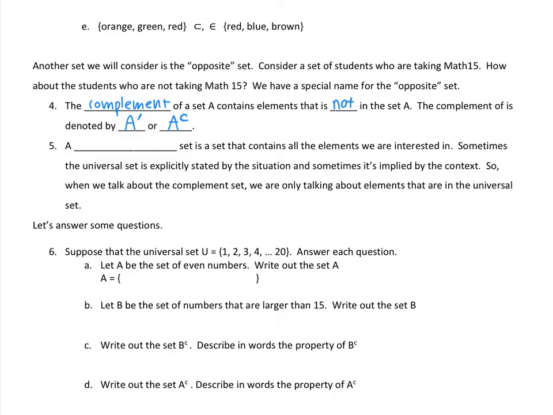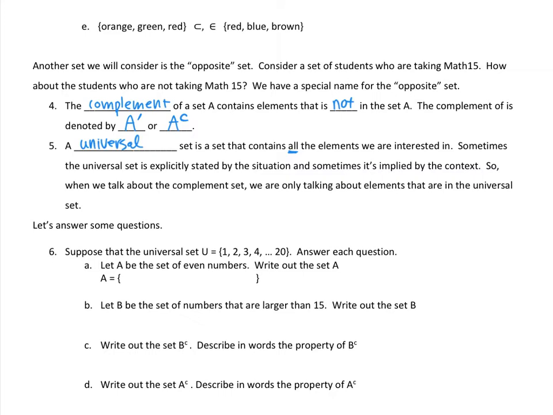Another set that has a special name is called the universal set. Sometimes it's called the universe set, but I want to call it the universal set. Like the universe, it contains everything, right? So the universal set is the set that contains all the elements that we're interested in. From the previous example, our set was people who are taking Math 15, so the complement of that set is people who are not taking Math 15.